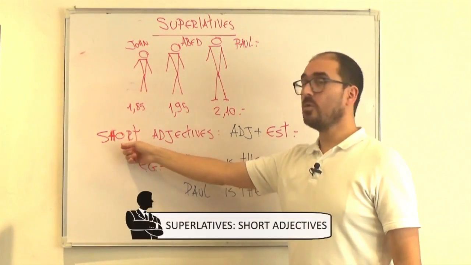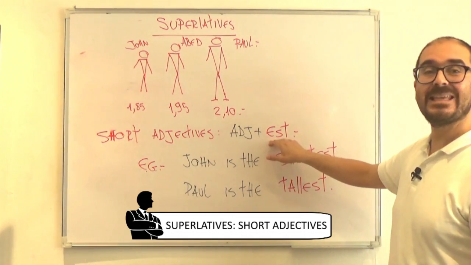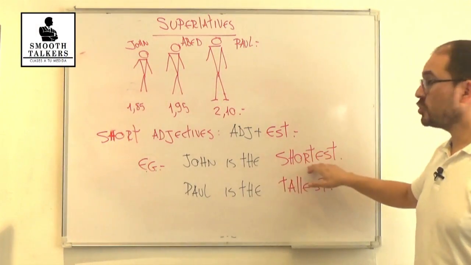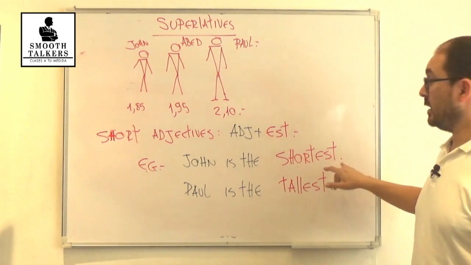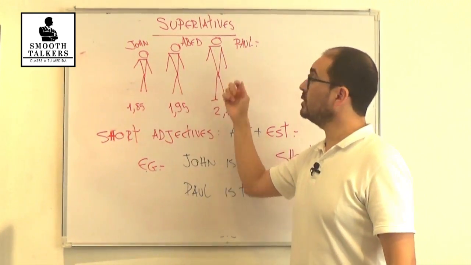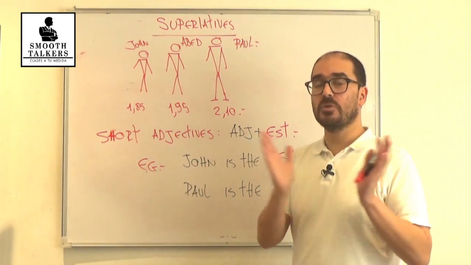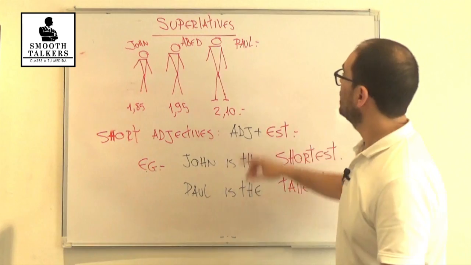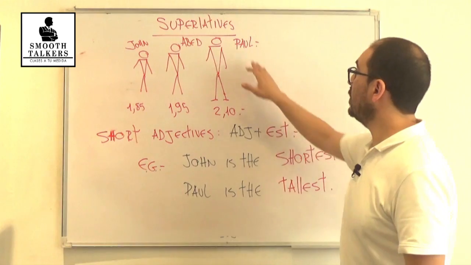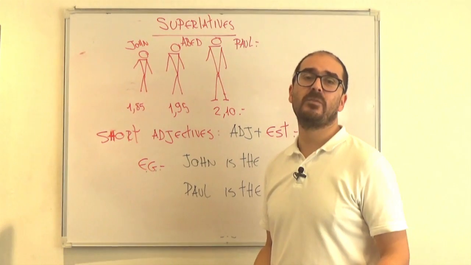Now, again, for short adjectives, we have this formula. We use the adjective and then we use the ending est. So in this group, John is the shortest. And this saves us from saying that John is shorter than Abbott and shorter than Paul, which means that he's shorter than everybody in the group. So John is just the shortest. Problem solved. Same thing. Paul is the tallest, because Paul is taller than Abbott and he's also taller than John, hence he's taller than everybody.